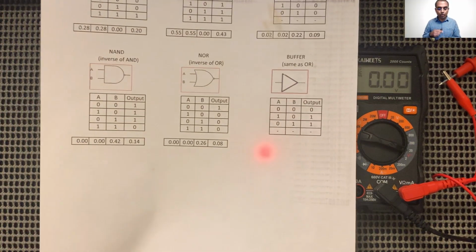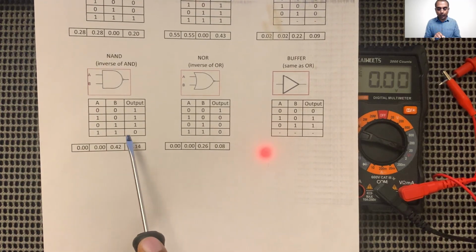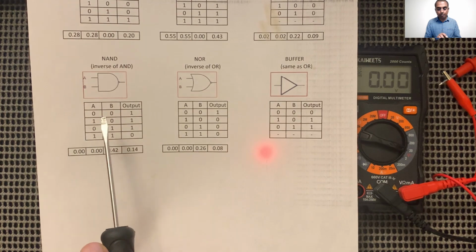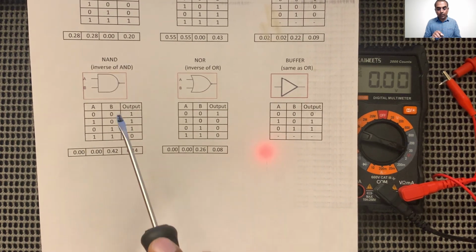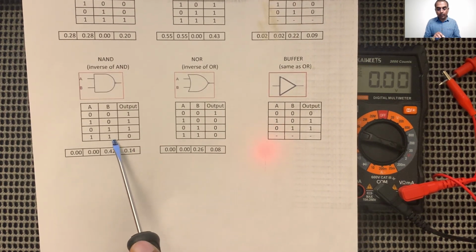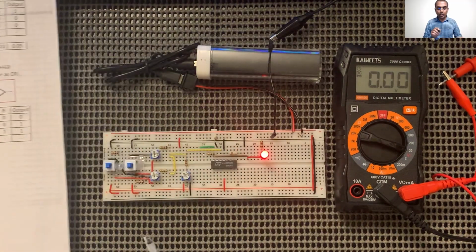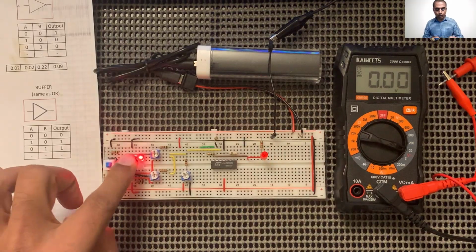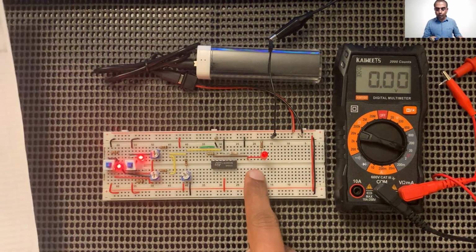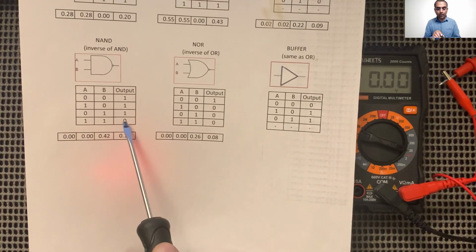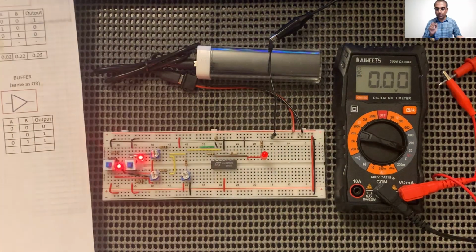So a NAND gate should not produce an output when both these inputs are switched on. So let's do that first. When both these inputs are switched on, it should not produce any output. So the last row of the truth table is correct.